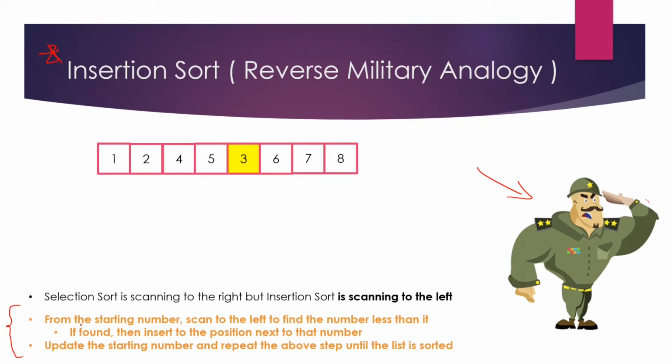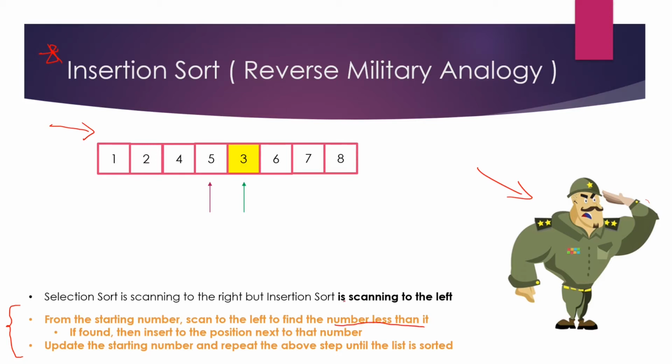It's slightly different from the selection one. At the beginning, similar to the selection sort, we're gonna have a starting number, but this time we're scanning to the left to find a number less than it. The list above right here is a small example for us to see how this algorithm is gonna work. As you can see, the list is partially sorted, 1, 2, 4, 5, but number 3 is out of order. So we're gonna pick number 3 as our starting point, and we're gonna scan to the left to find the number that's less than number 3.